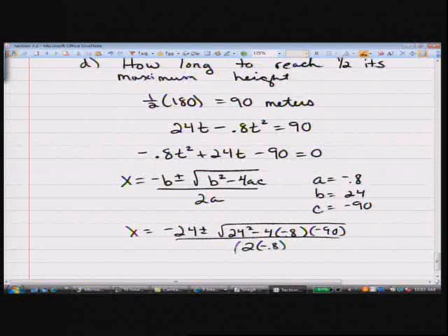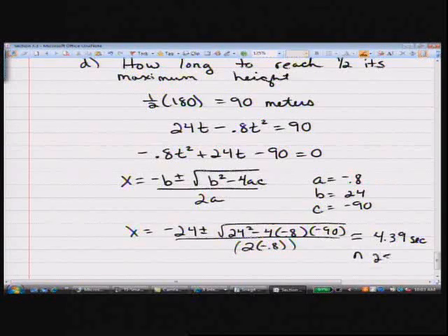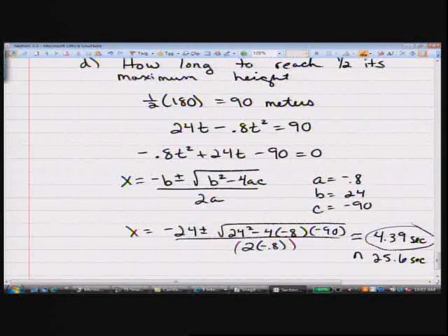If you type this into your calculator, make sure you put your denominator in parentheses. Anyway, you can type that in, and you actually get 2 answers, 4.39 seconds and 25.6 seconds. But the question was, how long does it take to reach half its height, so it probably wants it on the way up. Because on the way up it'll be at 90, and when it comes back down, it'll be at 90. So the first time it happens is at 4.39 seconds, which is probably what they're asking for.